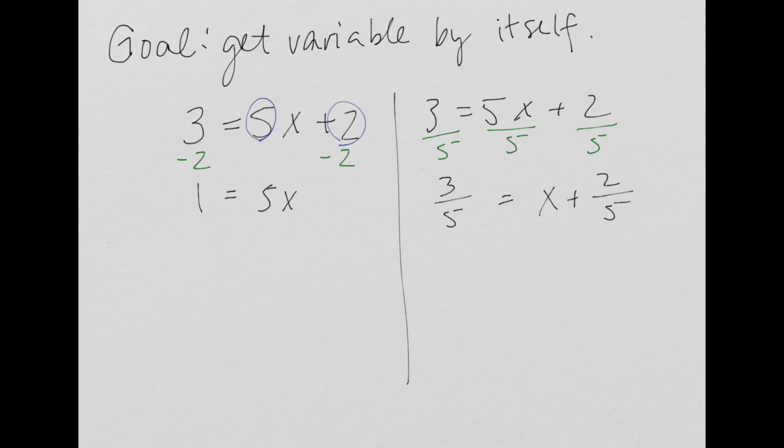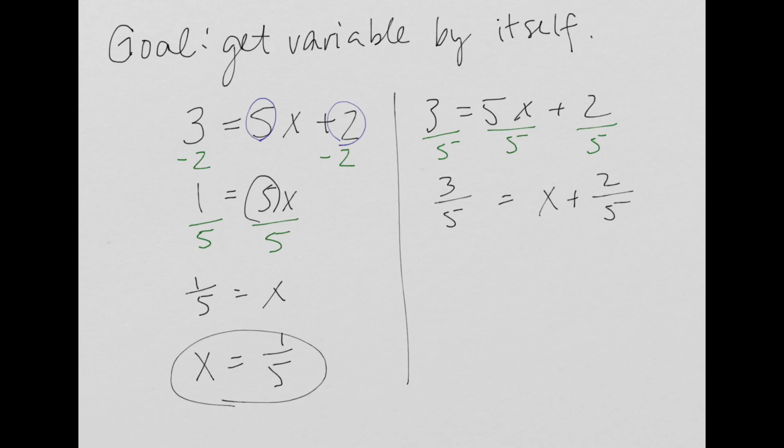Now let me go back to the left over here. So I have 1 equals 5x. Why is x not by itself? Well, it's not by itself because of that 5. So how do you undo that multiplication by 5? We're going to divide by 5. So what do I get? I get 1/5 equals x. So what's my solution going to be? x equals 1/5.